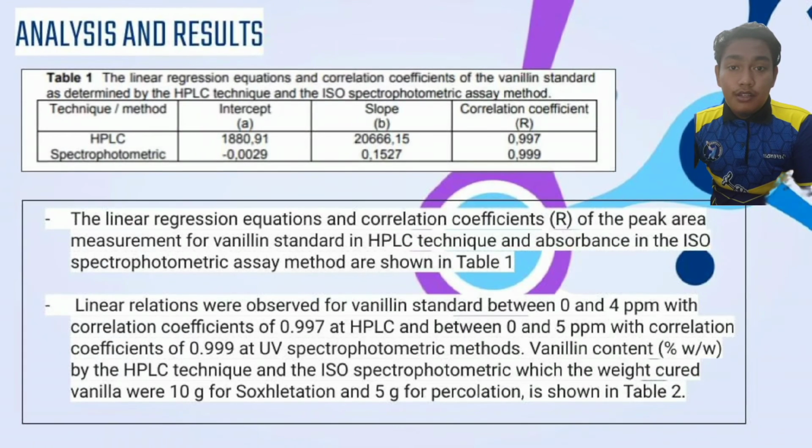Table 1 shows the linear regression equation and correlation coefficient of the peak area measurements for vanillin standards in the HPLC technique and the absorbance in the spectrophotometric assay method. Linear relations were observed for vanillin standards between 0 and 4 ppm with a correlation coefficient of 0.997 for HPLC, and between 0 and 5 ppm with a correlation coefficient of 0.999 for UV spectrophotometric methods.